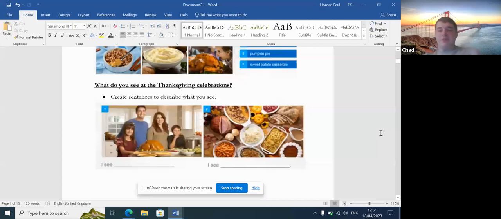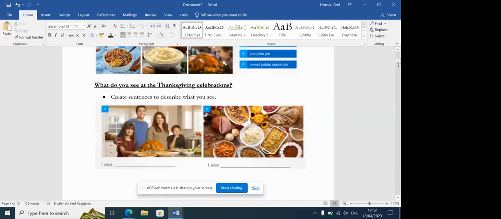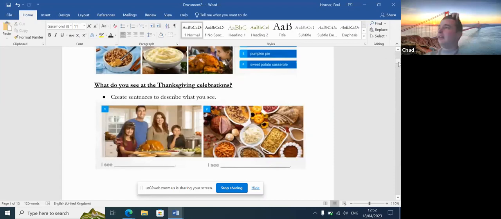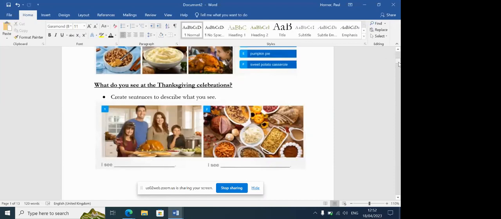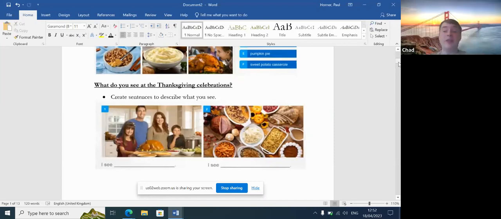Right, so next one, Min. What do you see? I see a family that is eating a turkey, and the second, it's like, I don't know what to call it. Do you want to call it a buffet? Like a buffet? I don't know. Or feast. Oh, that's brilliant. Well done, you.